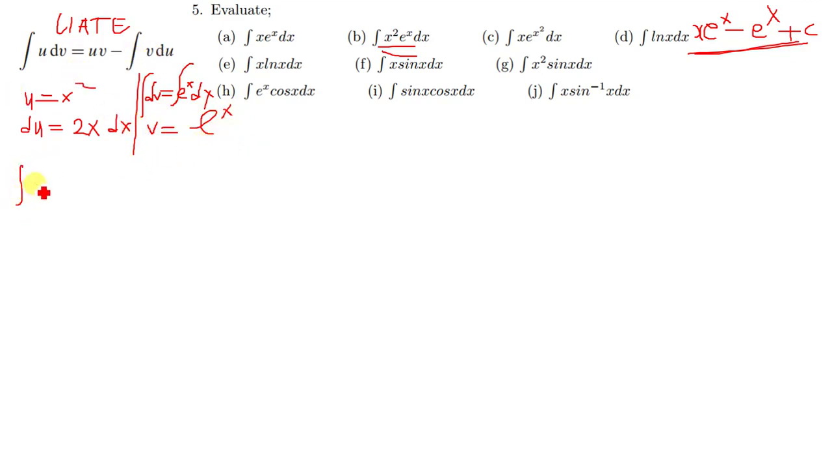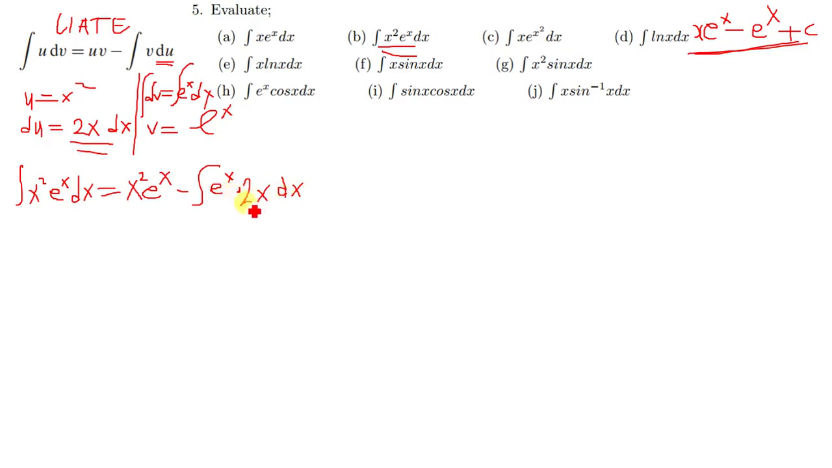So I'm saying the integral of x squared e to the power x dx is equal to uv, meaning my u there is x squared, then my v is e to the power x, then I'll say minus the integral of v, my v is e to the power x, then du is just this part there, which is 2x dx.